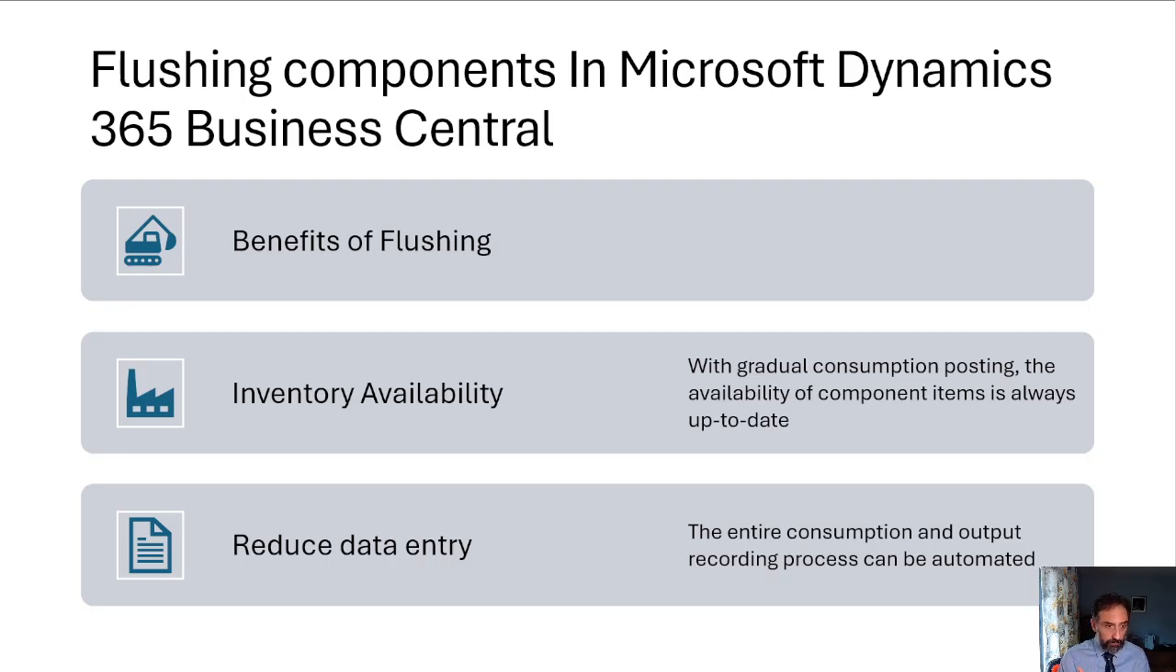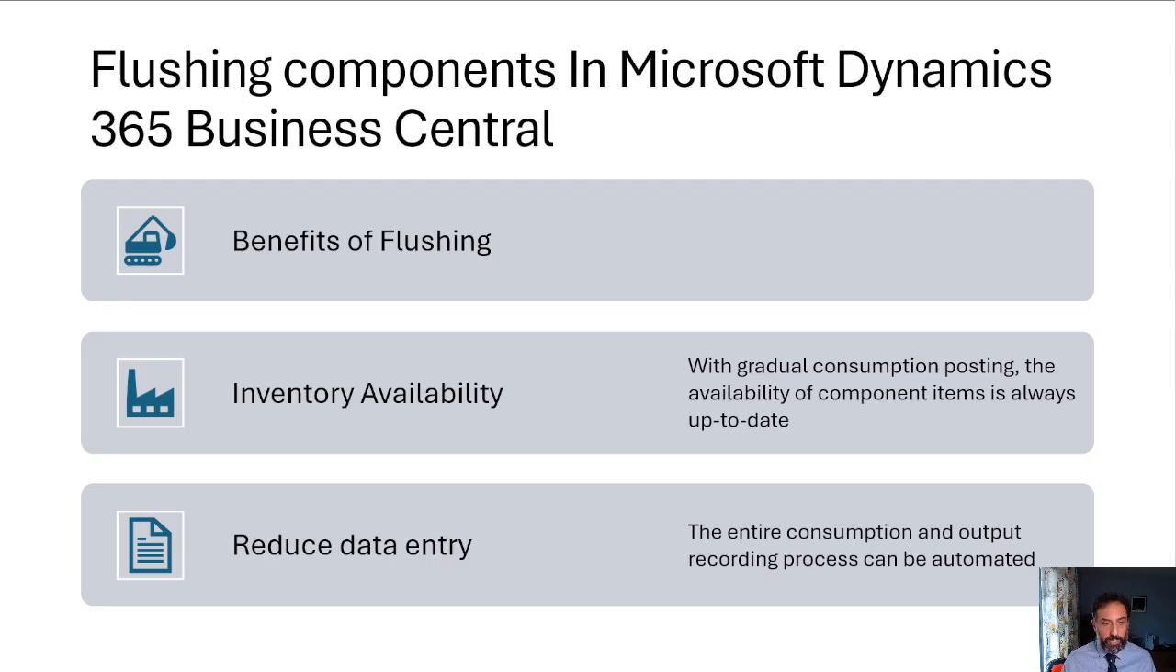Inventory availability and data entry also, because inventory availability is another benefit of flushing components. With gradual consumption posting, so we post automatically as we go through our manufacturing process, the availability of the components is always up to date. Right, so we're not going to talk about availability for MRP, right?